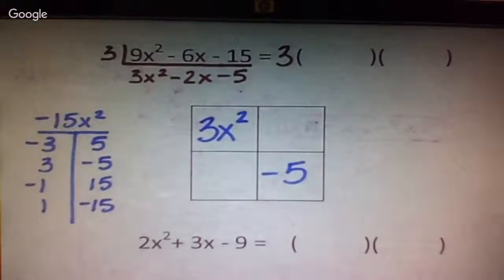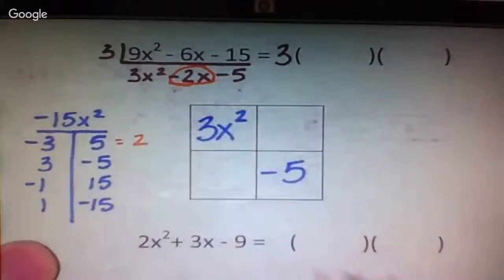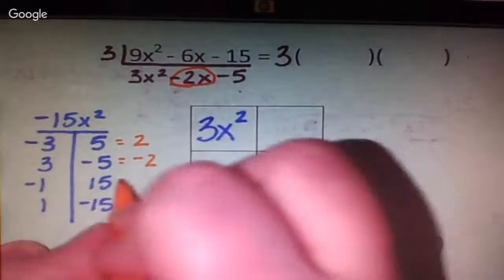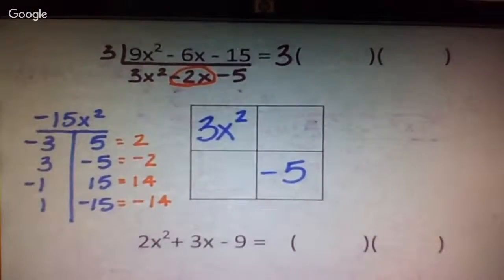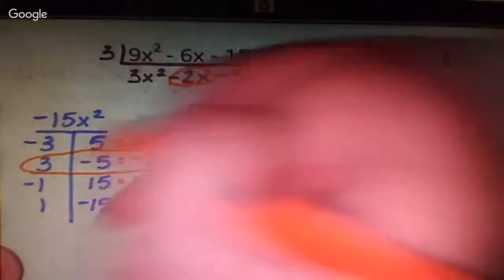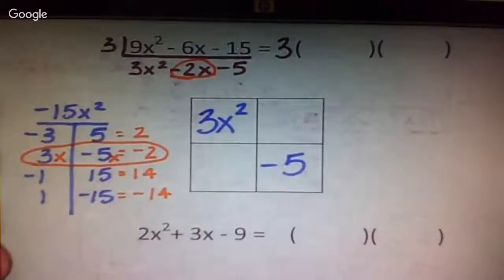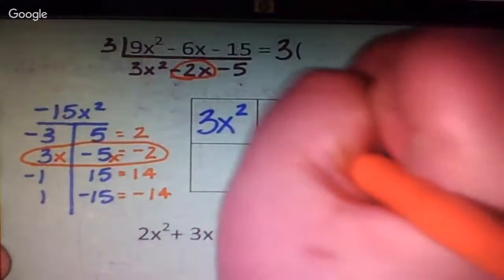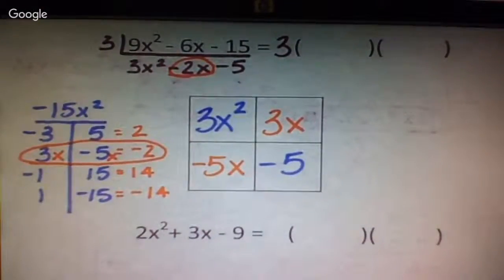I need to find the one that when I put them together, I'm going to get that middle term. My goal is this. So this gives me +2. This is -2. This is 14. And this is -14. So my goal is -2, which means I'm going to pick this one. Don't forget, this is x squared. So that's 3x and -5x, because x times x gives me x squared. Again, it doesn't matter which one you put where at this point. So 3x in one of them, -5x in the other.